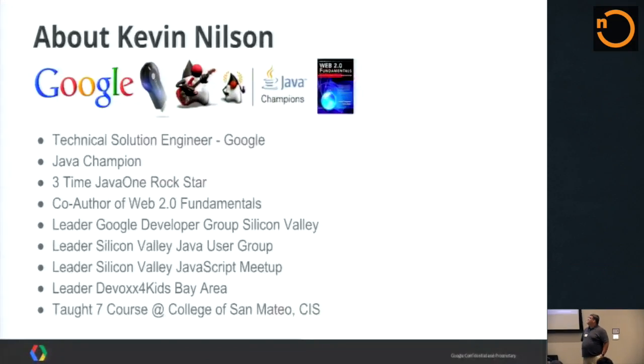Cool. So this is about me. I'm a Java champion. Do lots of Java stuff over the many years. 3-time JavaOne rock star. Wrote a book, Web 2.0 Fundamentals, with Oswald, who's going to speak sometime later today. I saw him. I'm probably most known for the groups I run. So I started the first Google developer group. I run the JavaScript meetup. What else? The Java user group.